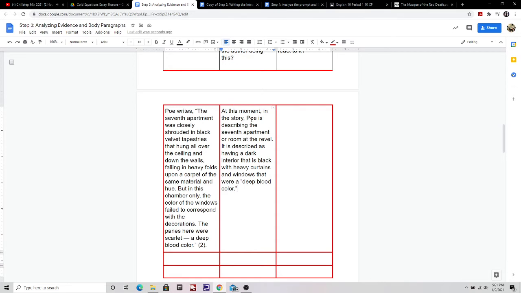All right. The next thing I want to do is talk about the literary device or technique that the author is using, and maybe a little bit of like why are they doing that. All right. This description of the room relies heavily on visual imagery. Okay.